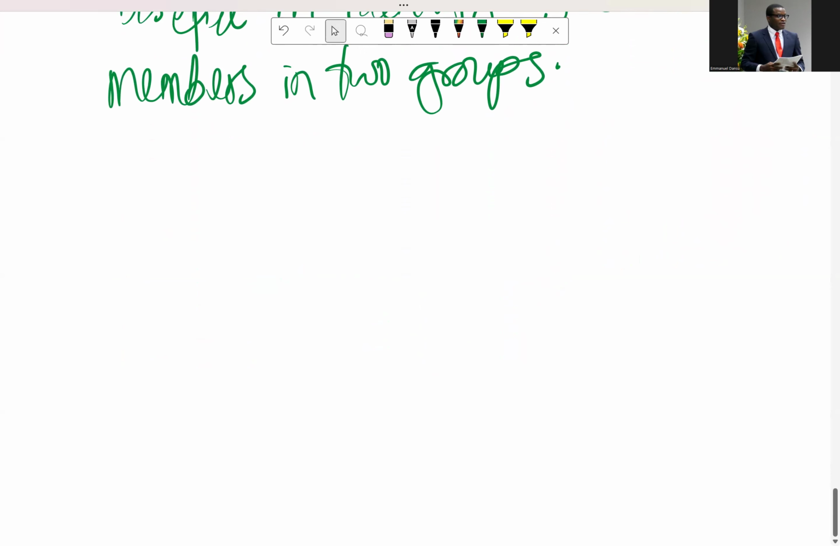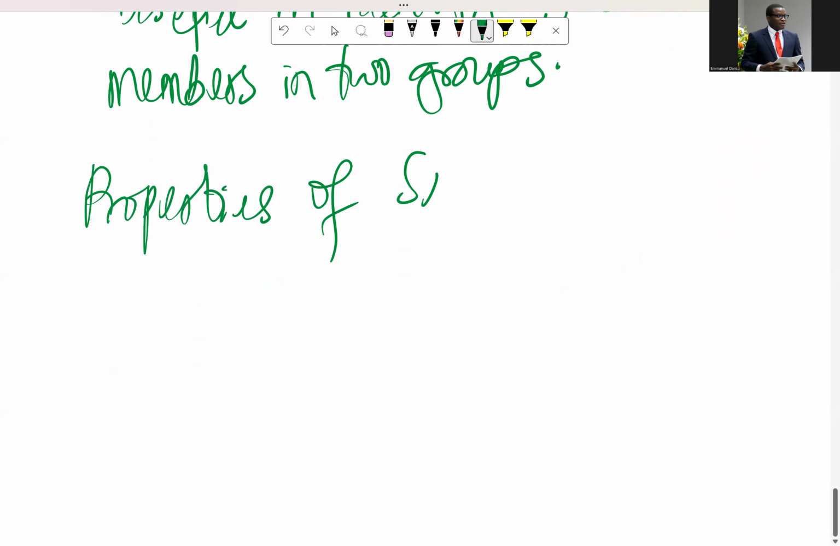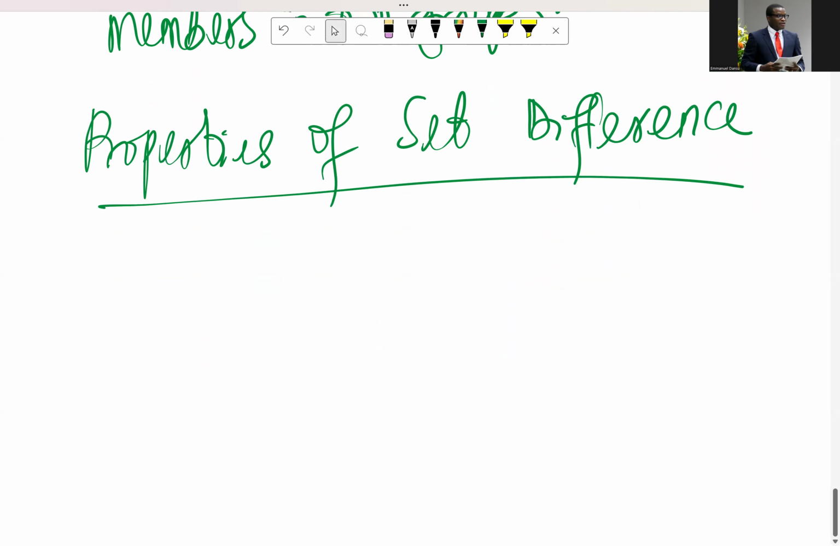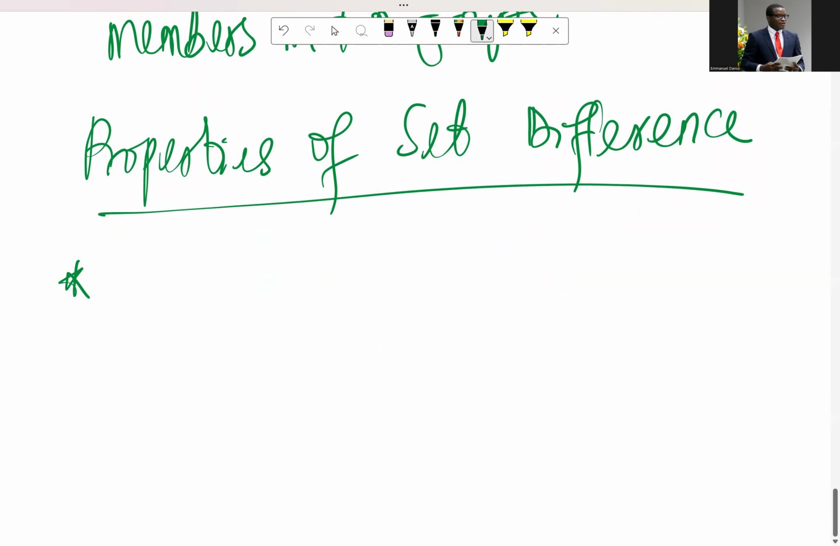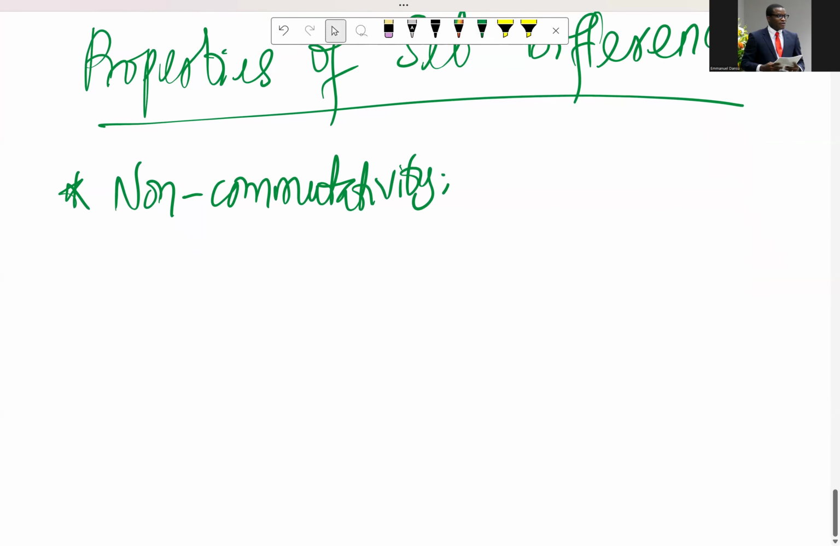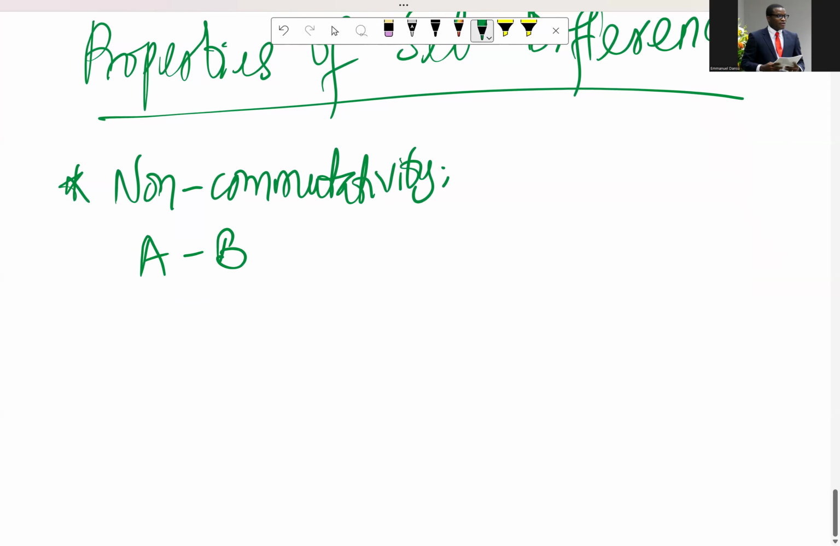So let's talk about the properties of set difference. The first property is non-commutativity. Non-commutativity simply means that A minus B is not the same as B minus A.